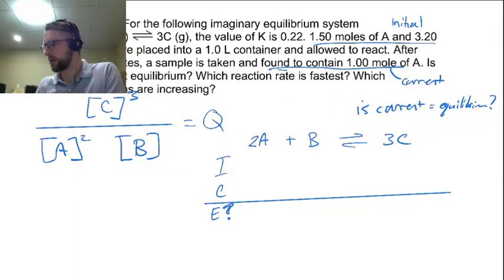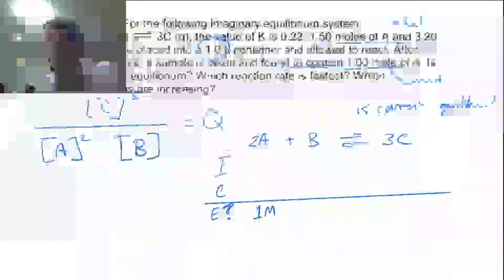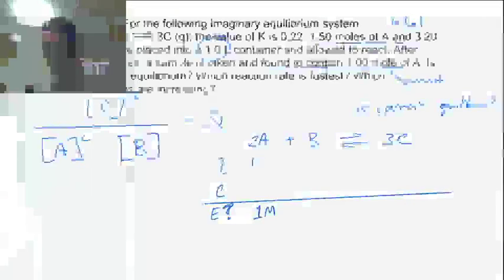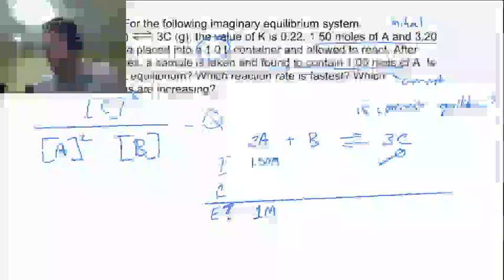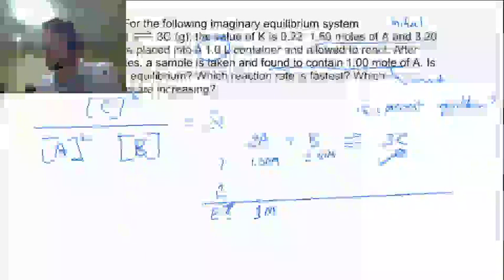So they're saying that after a while we have 1 mole per liter. It's only a 1 liter container, so 1 mole per liter. And initially we had 1.5 moles per liter. We didn't have any C, we're going to make that assumption. And we have 3.20 moles per liter of B.